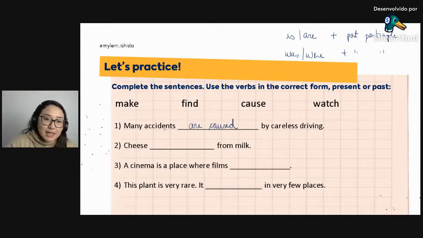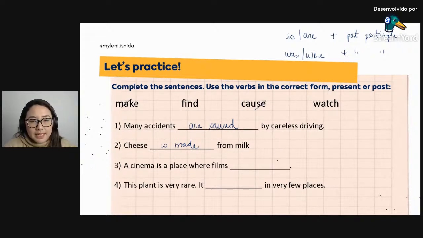Cheese is made from milk. This is a reality, a fact. That's why I have to use the present, okay? So cause and make. A cinema is a place where films are watched. Pay attention to the pronunciation here.